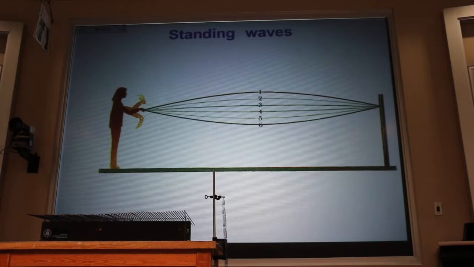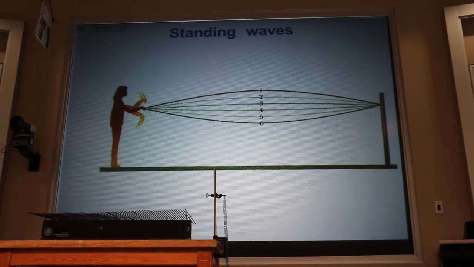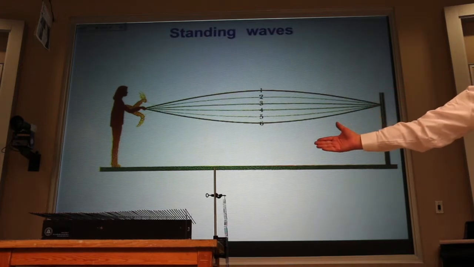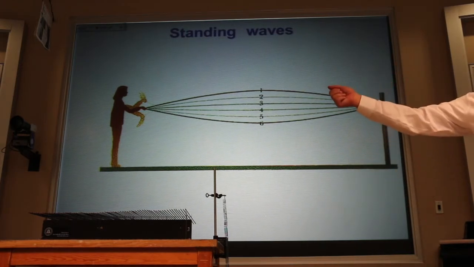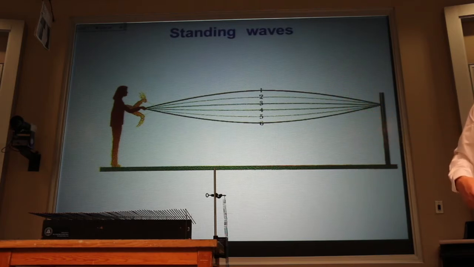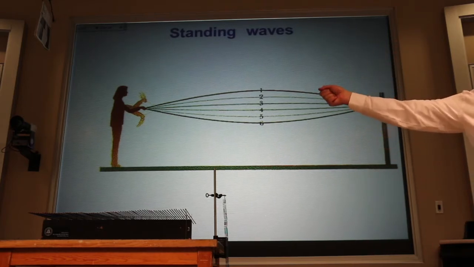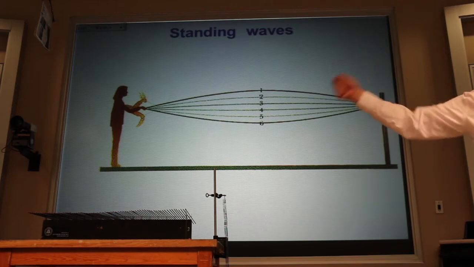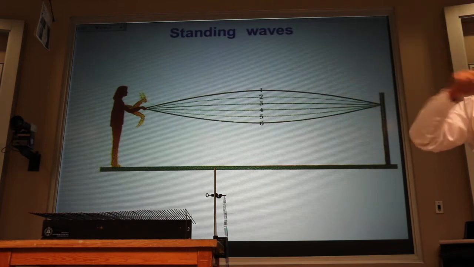Okay? Well, this is the first harmonic. I only have one football. It's the lowest frequency, the longest wavelength that will fit the boundary conditions. The boundary conditions are, I've got to have a node at this end, I've got to have a node at that end. So the longest wave that will fit is one football.